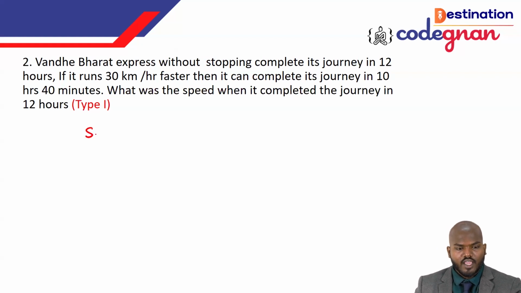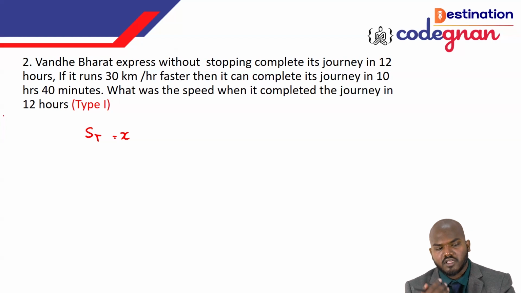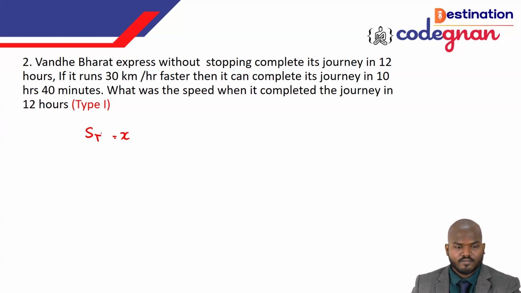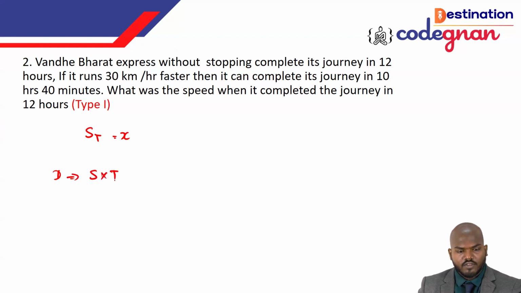The speed of the train, I don't know, right? So I can call it x directly. Okay, so the Vande Bharat Express, without stopping, completed the journey in 12 hours. If its speed is increased by 30 km per hour, then it completed the journey in 10 hours 40 minutes. Initially, the formula we can take is distance equals speed times time.